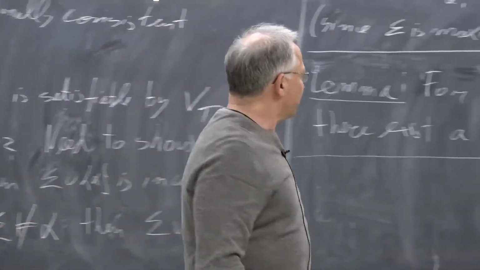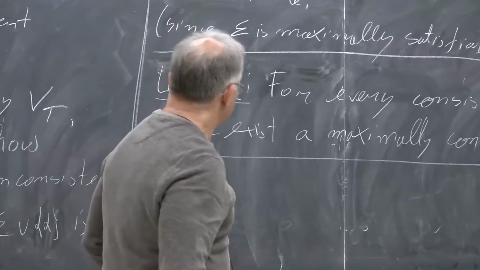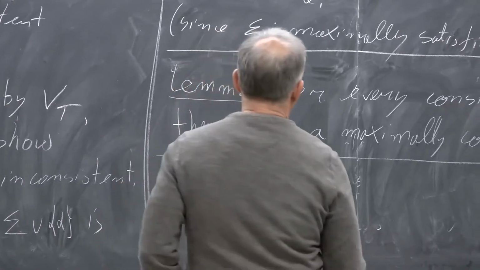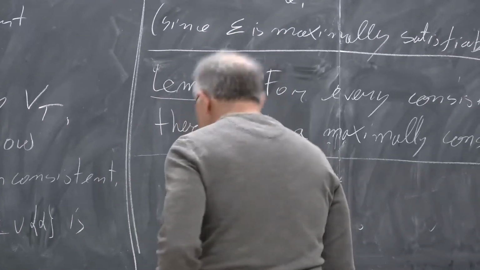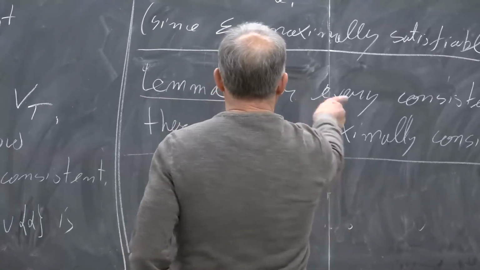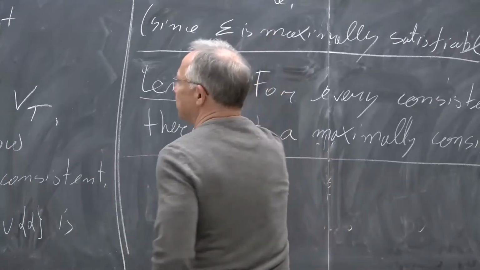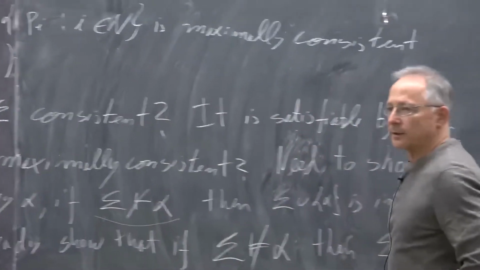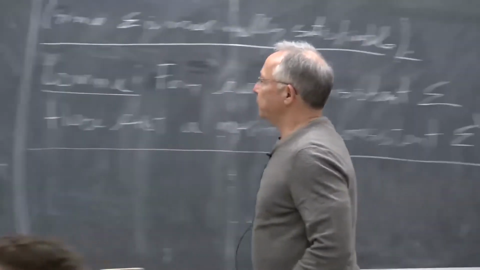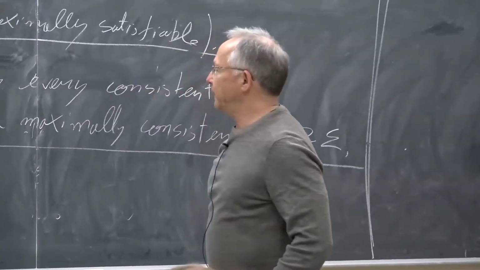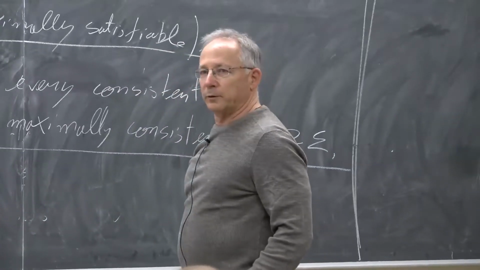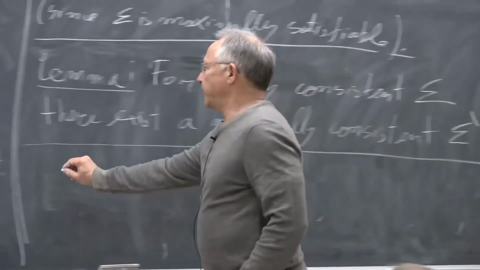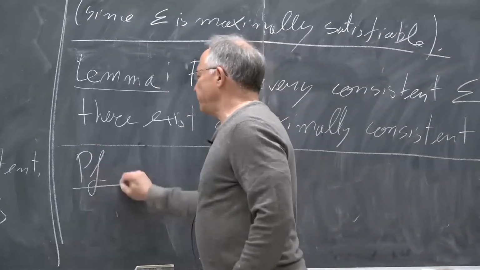Okay, so back to what we're doing. We want to show that every consistent set can be extended to maximally consistent. We will do it over a countable set of propositions and discuss countability next Wednesday. Okay, so how are we going to do it? We're going to do it very similar to what we did for satisfiability. So here is our proof.